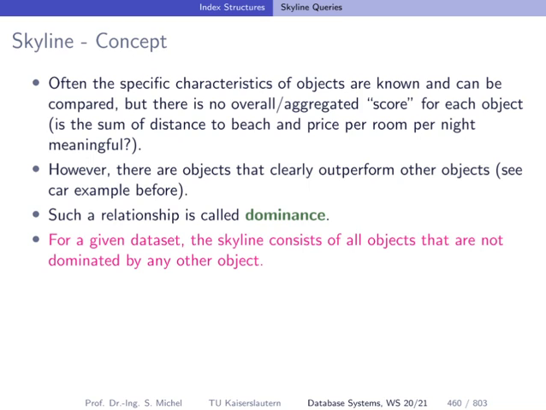And this outperforming, this concept, we call dominance here in the topic on skylines. We talk about objects being dominated or objects not being dominated. And then the skyline consists of all objects that are not dominated by any other object.